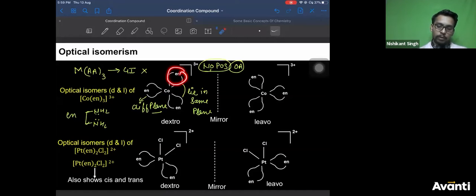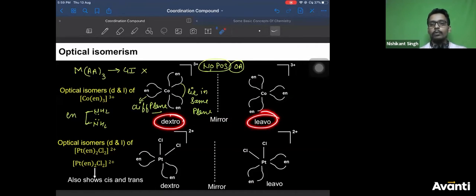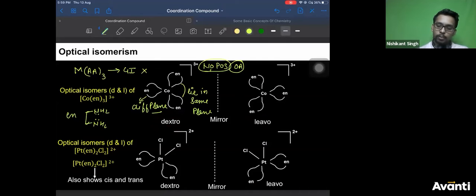image of these two. These two are on the right, 2 rings on the right will become 2 rings on the left, 1 ring on the left will become 1 ring on the right. So what do you observe here? These two are mirror images. So if this is dextrorotatory, this is levorotatory. So you will say it does not show geometrical isomerism, but it shows optical isomerism, because all atoms do not lie in the same plane.